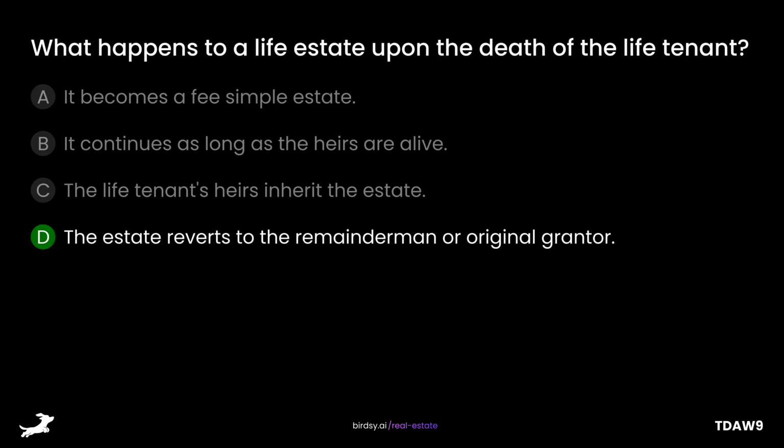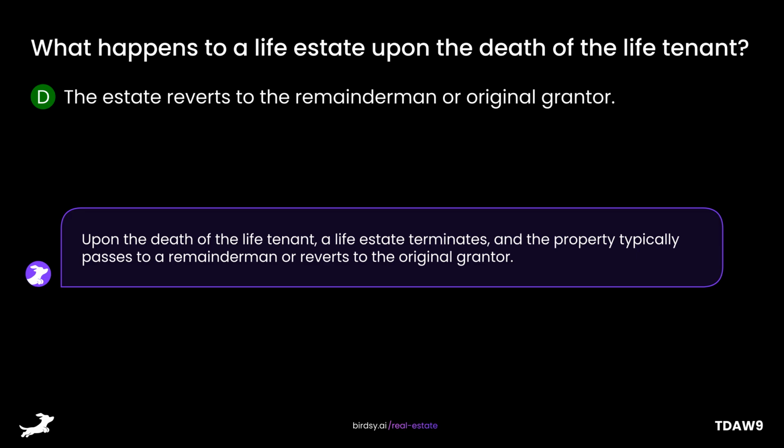The answer is D. The estate reverts to the remainderman or original grantor. Upon the death of the life tenant, a life estate terminates, and the property typically passes to a remainderman or reverts to the original grantor.